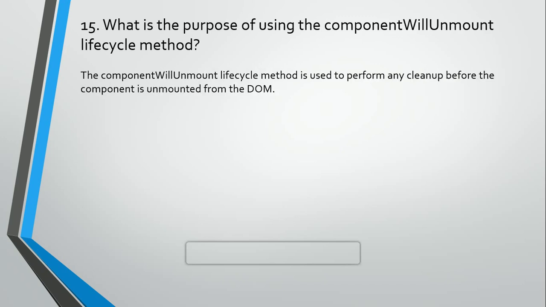Question number 15 and last question of the first part, what is the purpose of using the componentWillUnmount lifecycle method? So look, the componentWillUnmount lifecycle method is used to perform any cleanup before the component is unmounted from the DOM. You may know better how we can achieve this using a class component and how we can achieve this using a functional component. Let me tell you about the functional component, because many of you may not be aware of it. We use the cleanup function, that is, we can say return inside a useEffect. So that will achieve unmounting from the DOM.